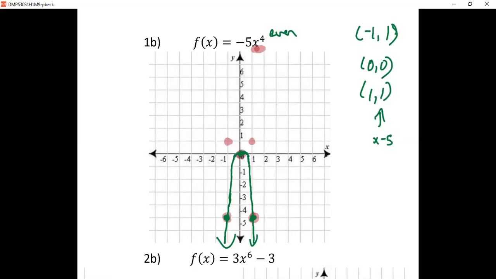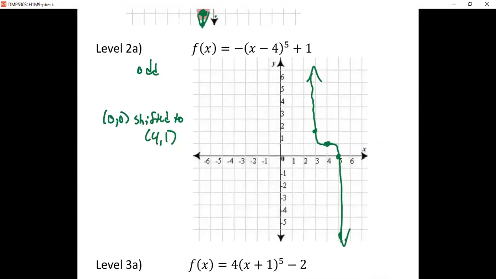One of the extensions we could do with this is say, okay, what's our domain now? Our domain doesn't change because every polynomial, which power functions are part of, has a domain of all real numbers. The range is going to be from -infinity to 0.